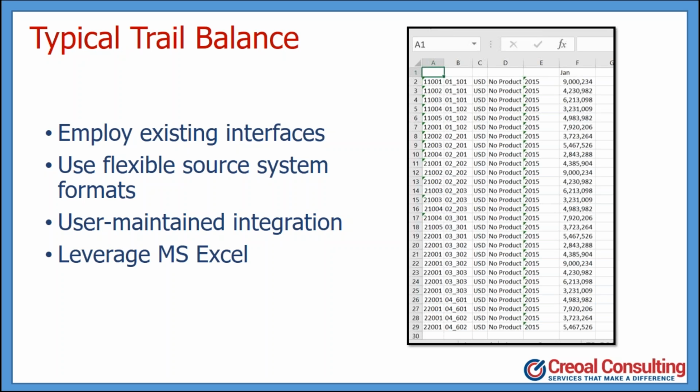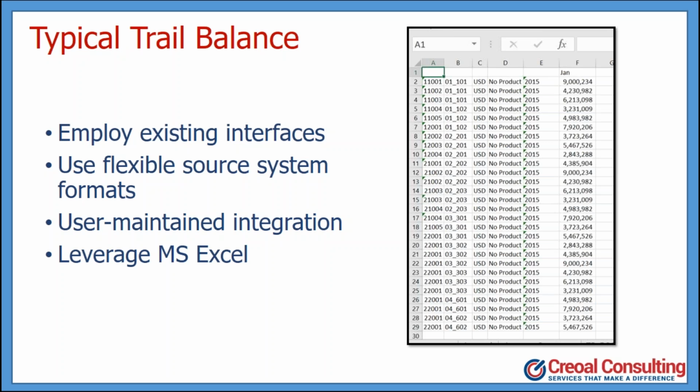So what you're doing is employing existing interfaces. FCCS is flexible enough that if you have existing source files or interfaces that you're pulling from your ERP, more often than not, you can leverage those existing interfaces and bring them into FCCS. It has support for very flexible source system formats. So again, if the format isn't exactly aligned for FCCS to be able to load it, that's what data management is for, to do that mapping.